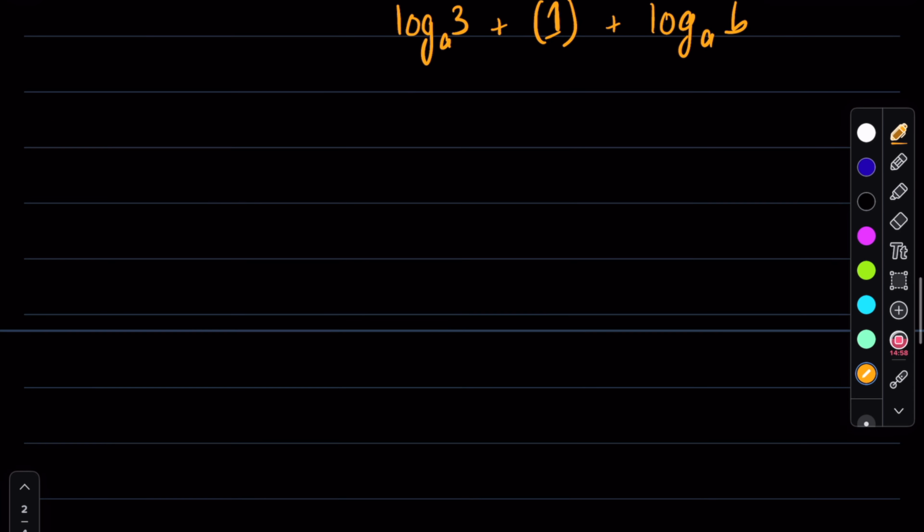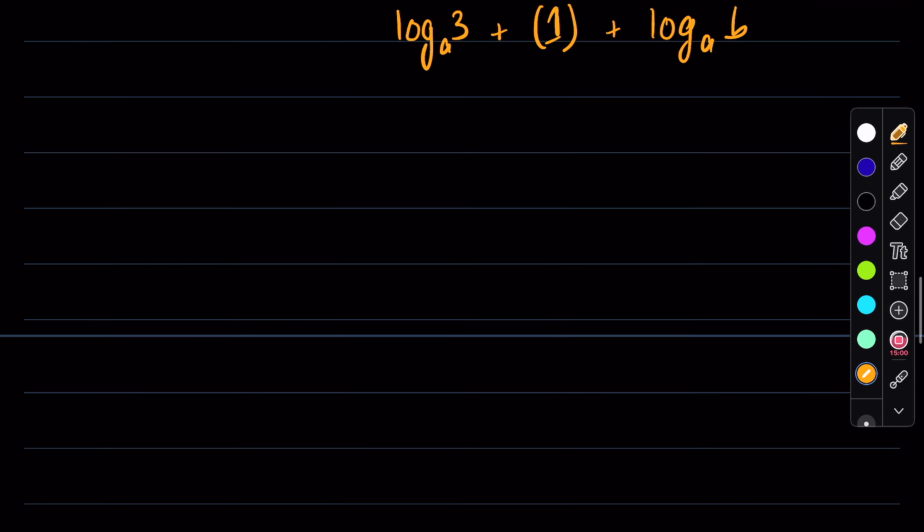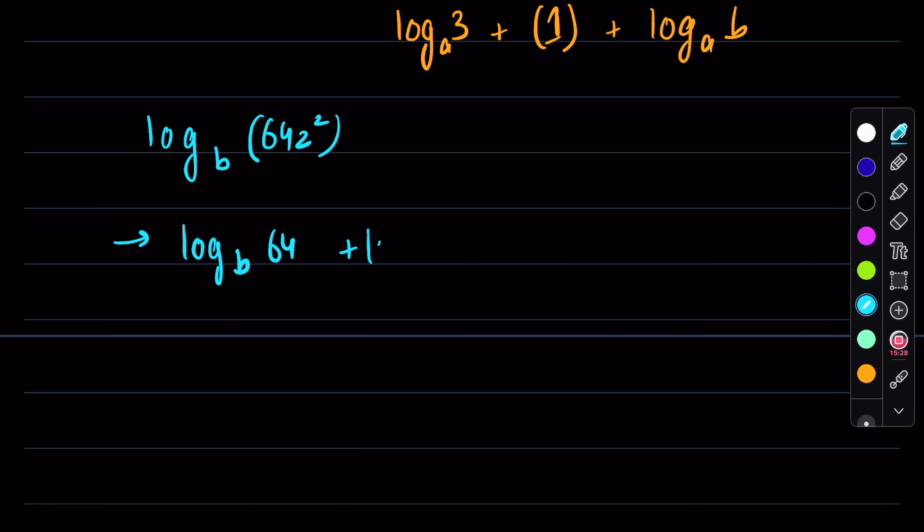Let's solve another question. I have a good question in my mind. What happens if we take log base b and the argument of 64z square? Let's simplify this equation into the simplest terms possible. Okay, so it becomes log base b argument 64 plus log base b argument of z square.